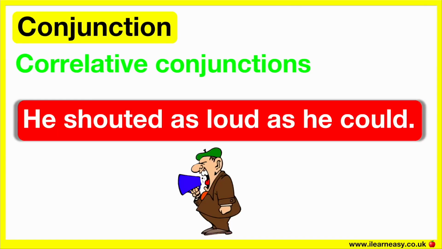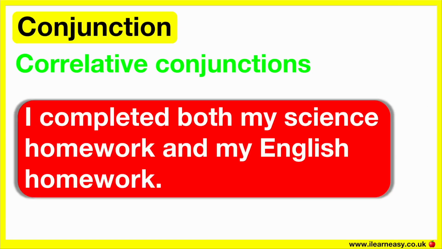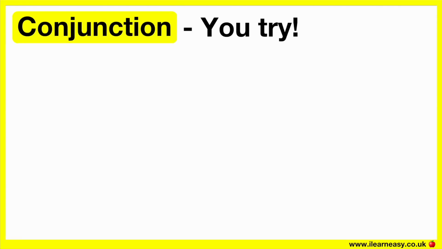For example, he shouted as loud as he could. The correlative conjunctions in this sentence are as as. I completed both my science homework and my English homework. The correlative conjunctions are both and. Now you try. Read the sentences, identify the conjunctions, and then think, which type of conjunction is it?